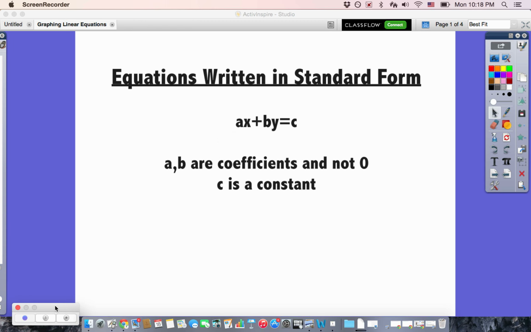Okay, so today we're going to talk about how to graph equations written in standard form. Once again, standard form is when you have equations that are written as ax plus by equals c, where a and b are just coefficients that aren't equal to 0, and c is a constant.